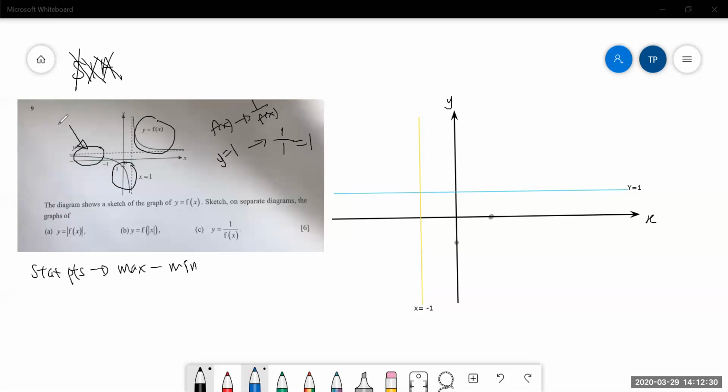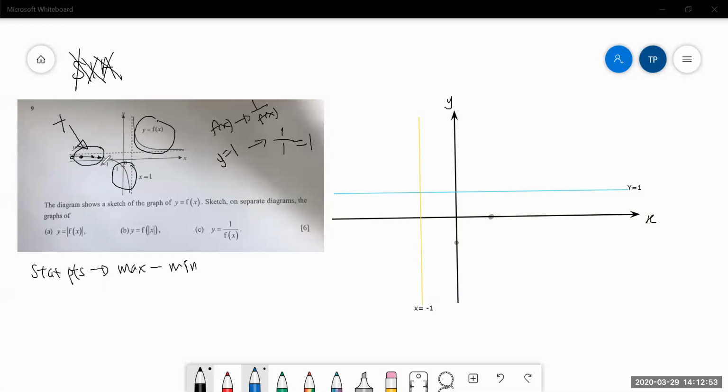It'll be above the x-axis, right? Because it's still positive. No matter what this value is, no matter what the y values are over here, if you reciprocate it, it will still be positive, right? It doesn't mean that if it's a very big value, you reciprocate it, then it becomes negative. It doesn't make sense that way.